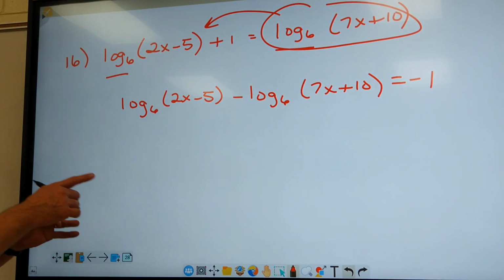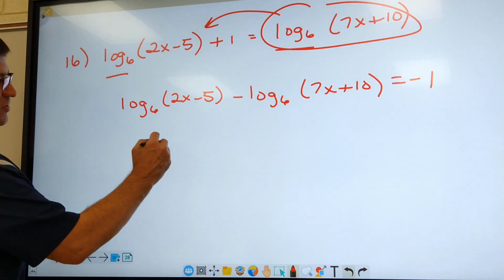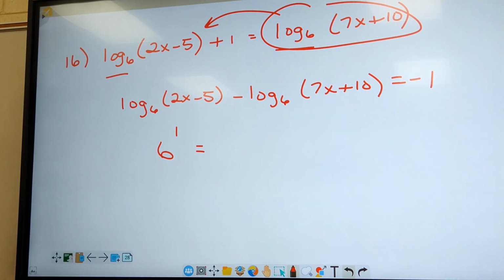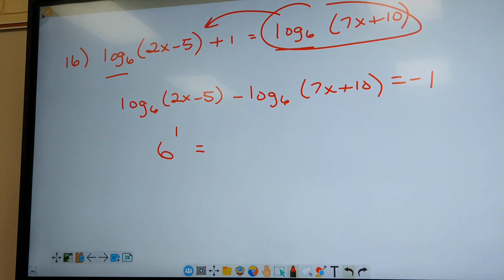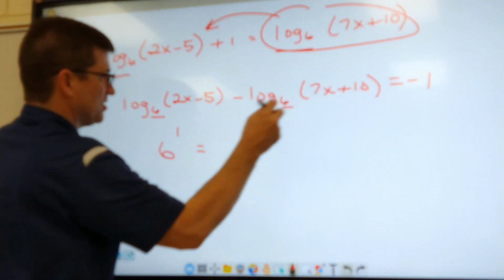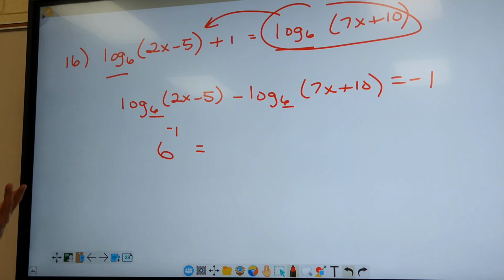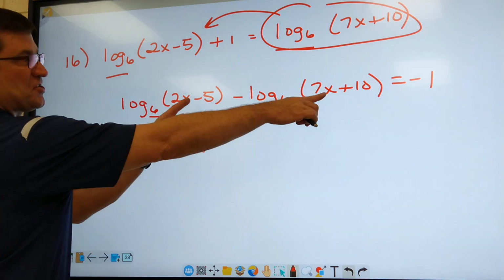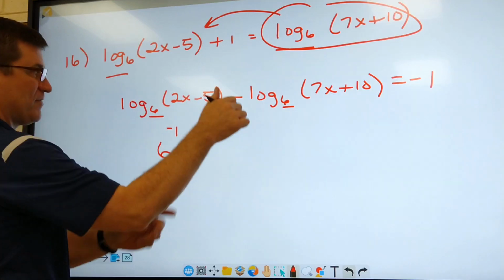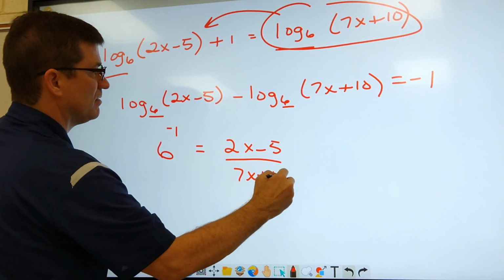All right, so since we have to do this one a different way, here's what you do. We have to do 6 to the first power. Where'd I get that from? Both of your logs have a base 6. Actually, it should be negative first power because that's a negative 1 on the right side of the equal sign. So basically what I'm doing is writing this in exponent form, getting rid of the logs. Now, these two right here, you have to divide them. So that would be 2x minus 5 over 7x plus 10.